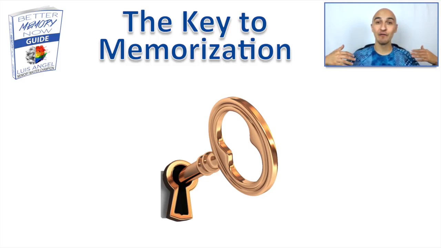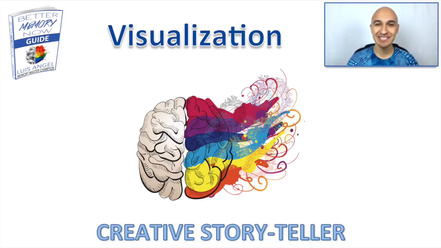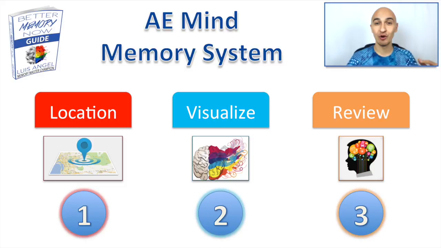You see, I compete all over the world in memory competitions, and I'll tell you this, the key to memorization for all memory athletes is bam! Visualization. We have to become creative storytellers in order to remember the information that we're memorizing. There's 3 steps that you need to follow in order to be able to accomplish this feat. The first step is you need a location, second step is you need to visualize, and third step for long-term memory retention is you need to review the information.